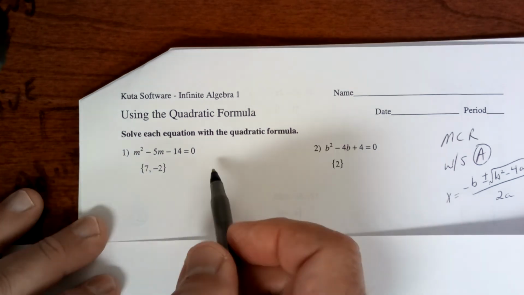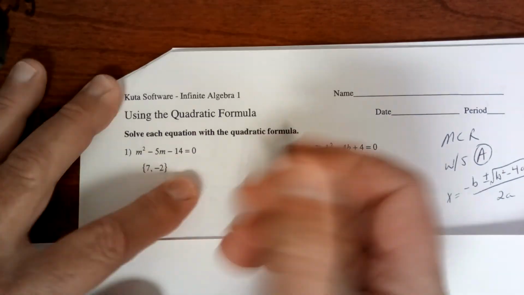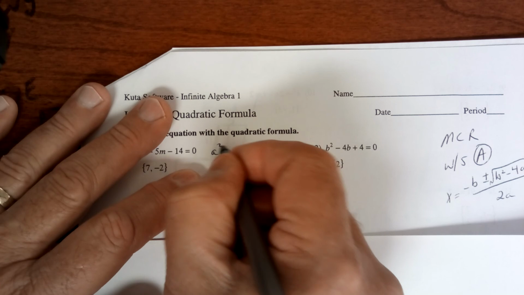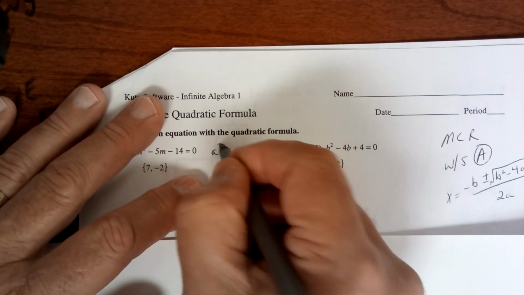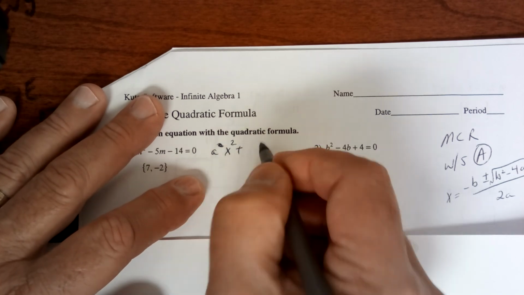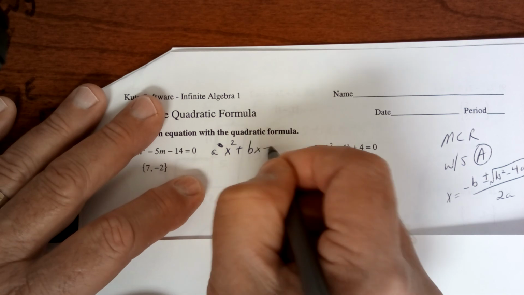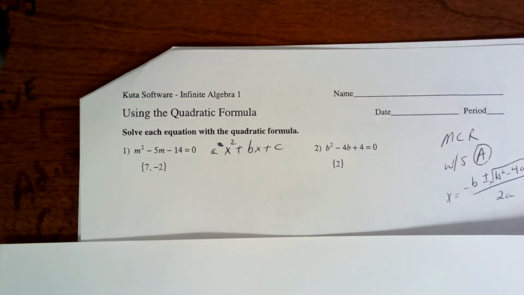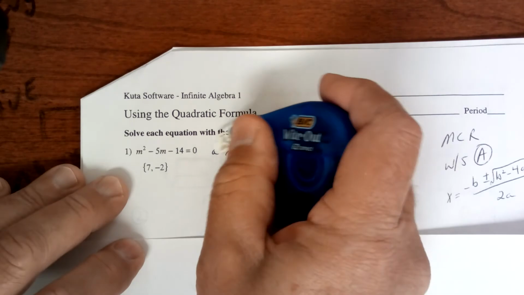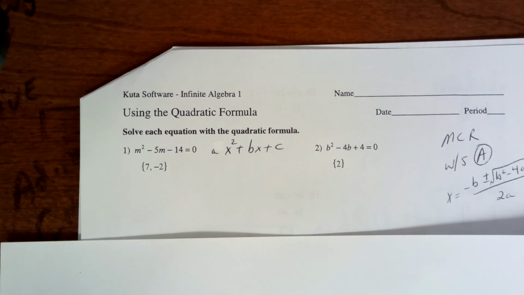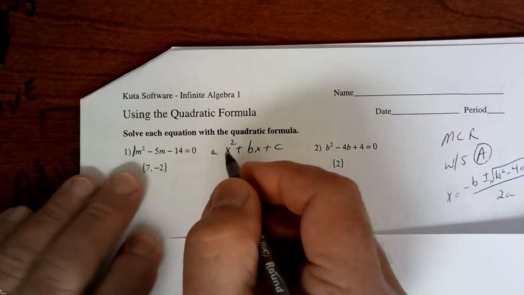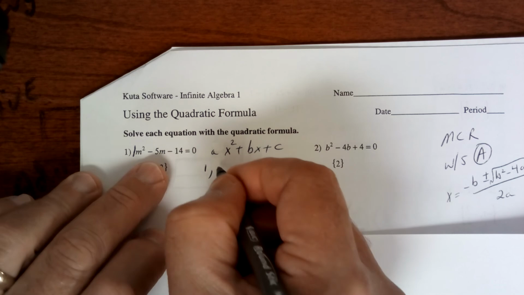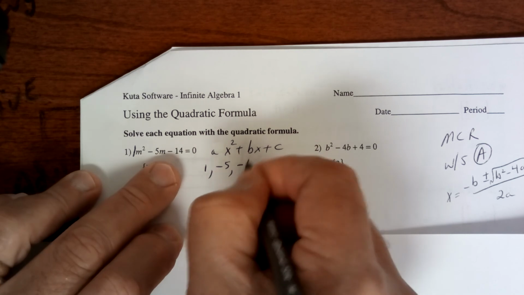So what you need to do is know this formula. It's actually ax squared plus bx plus c. Copy that down. Okay? So the a is a 1. The b is a negative 5. So a, b, and c. And the formula is right here.